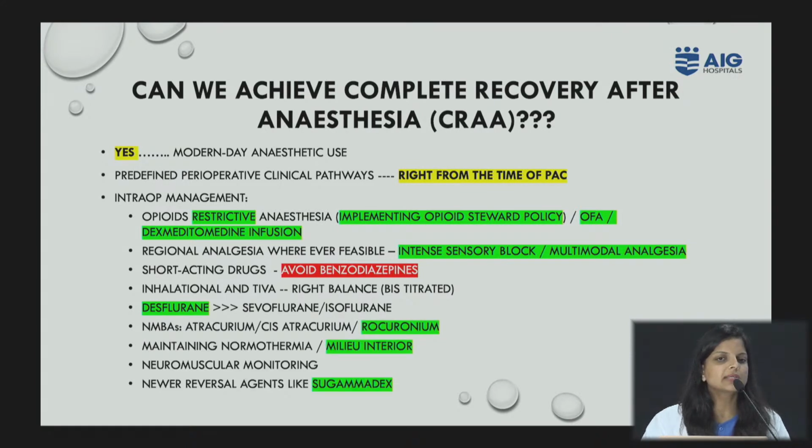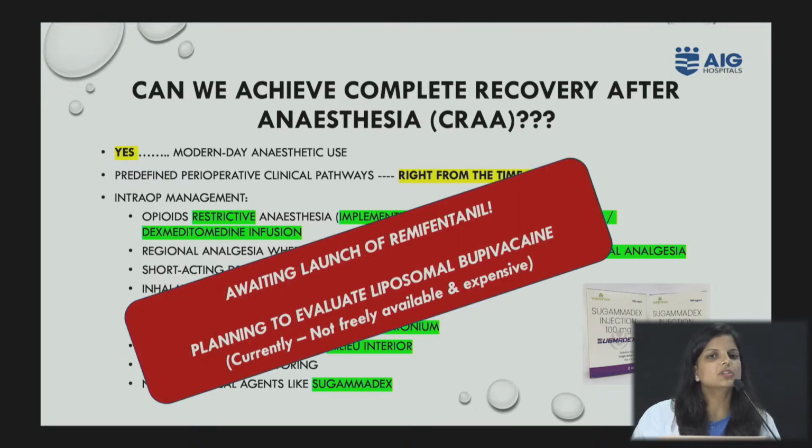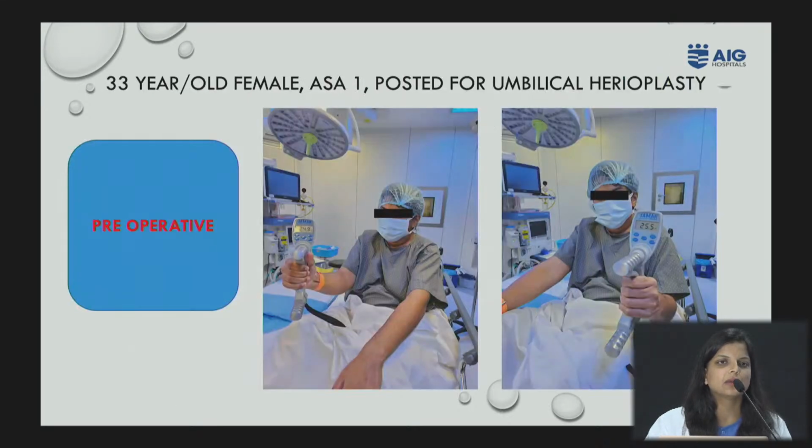And newer reversal agents like Sugammadex are being used. We are awaiting the launch of remifentanil and planning to evaluate liposomal bupivacaine, which is right now not available that freely and is very expensive. So this is just an idea about how we do cases at AIG. Just a glimpse of it.